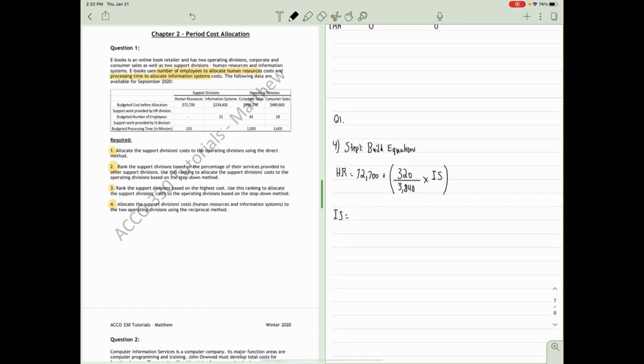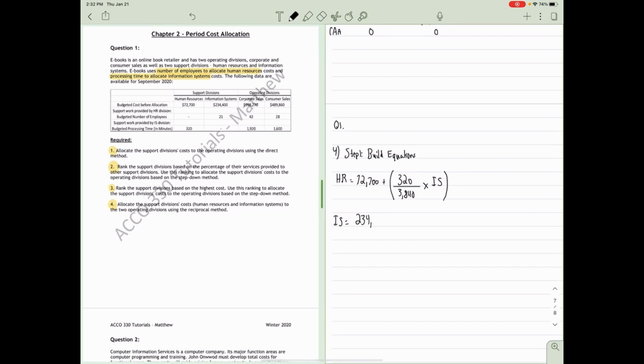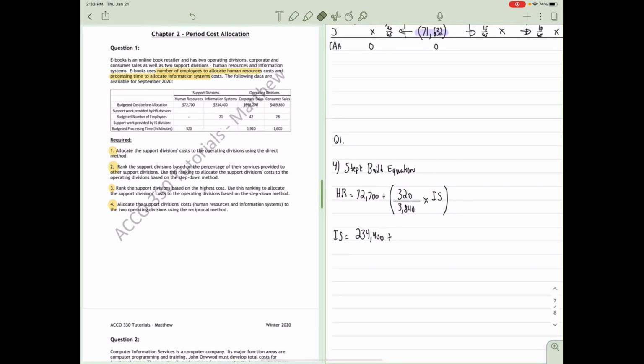Now let's do it for information systems. Information systems, guys, is going to incur 234,400 in cost, so let's put that down. They're also going to receive cost because they're using services from the other support department. You see, our information systems needs HR. They need some human resources up in there, so they're going to incur additional cost because they need support. So let's put down how much they use of HR. IS is going to use 21 employees from HR out of the 91, times HR. Those are the 2 equations, and that's it.